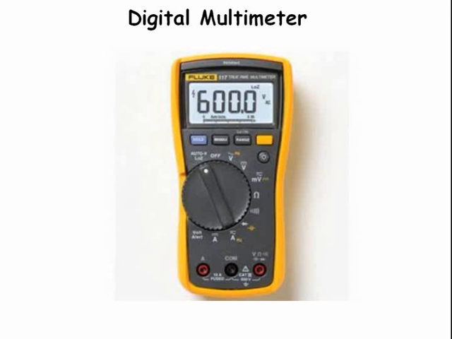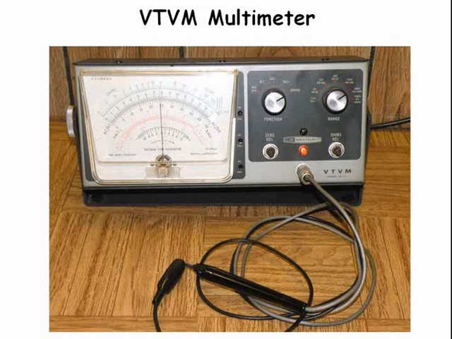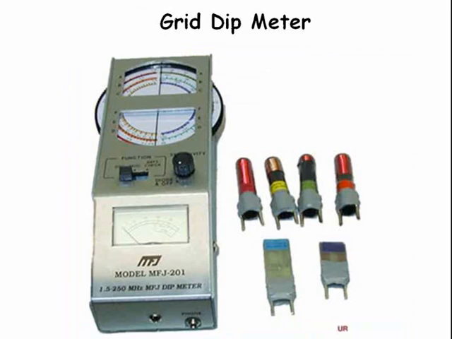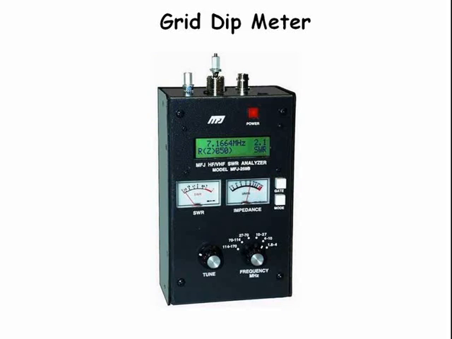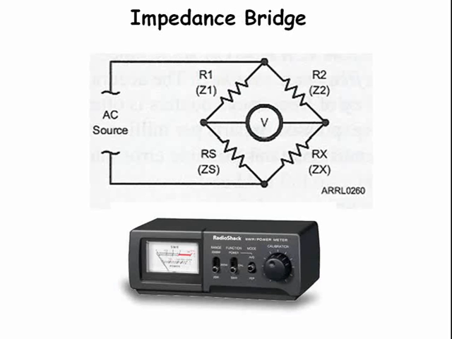And now let's look at test equipment. The Humboldt digital voltmeter is the single instrument that I use the most frequently in my ham shack. Here's a picture of an older vacuum tube voltmeter multimeter. A grid dip meter is handy for measuring resonance. This MFJ antenna analyzer can also be used as a grid dip meter. This impedance bridge can be used to determine the value of an unknown component.